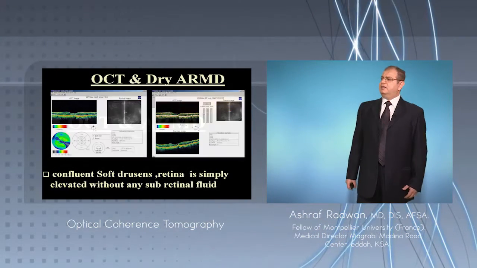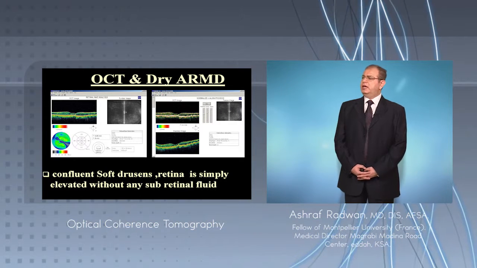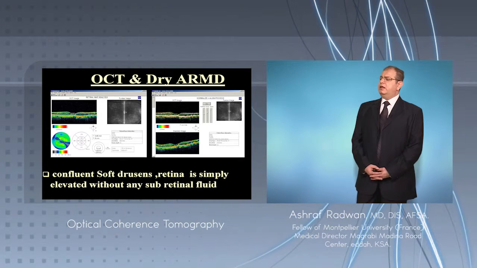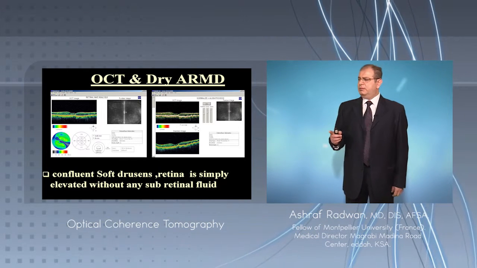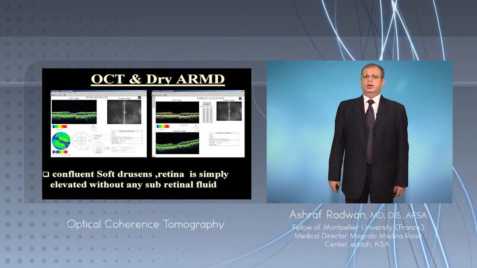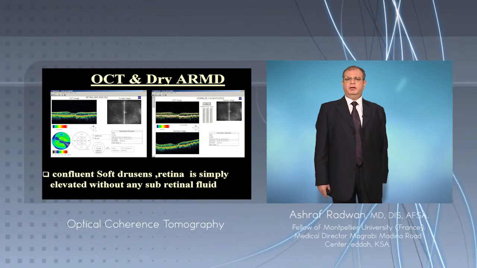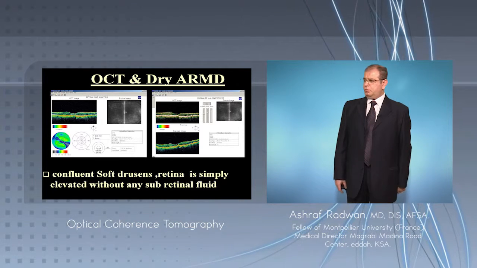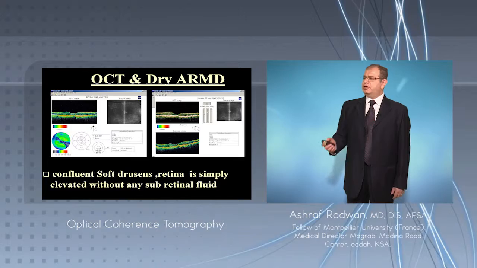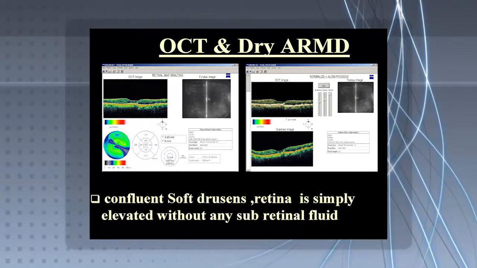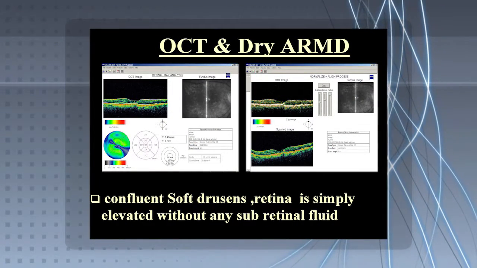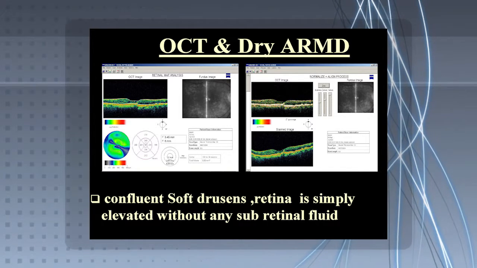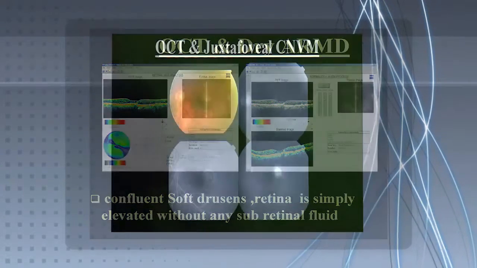In AMD, in fact, this is an image of a dry AMD. As you can see here, confluent soft drusens with irregularities in the retinal pigment epithelium, because of the elevation of the retinal pigment epithelium by the drusens in Bruch's membrane. So this is a characteristic appearance of the drusenoid changes in dry AMD. But still the macula is dry, there is no subretinal fluid, no element or traces of any choroidal neovascular membrane, as you see in the image here.